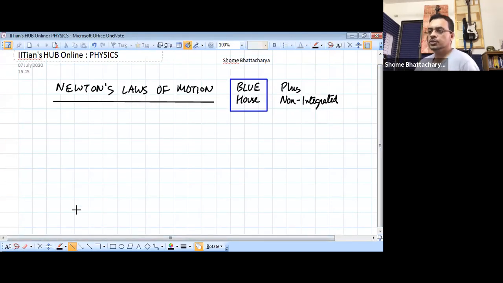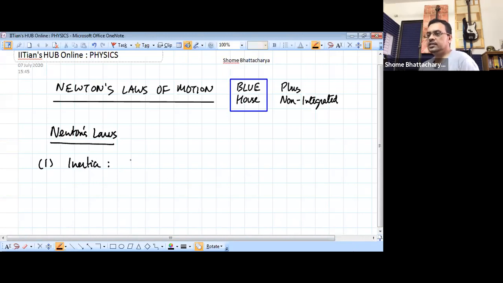So I have sent you some theory notes related to this in a PDF also. You can start reading through that part also. So let us first of all list out the 3 laws of Newton, which I'm sure all of you are aware of. So the first one is the law of inertia, or it is the property of inertia.